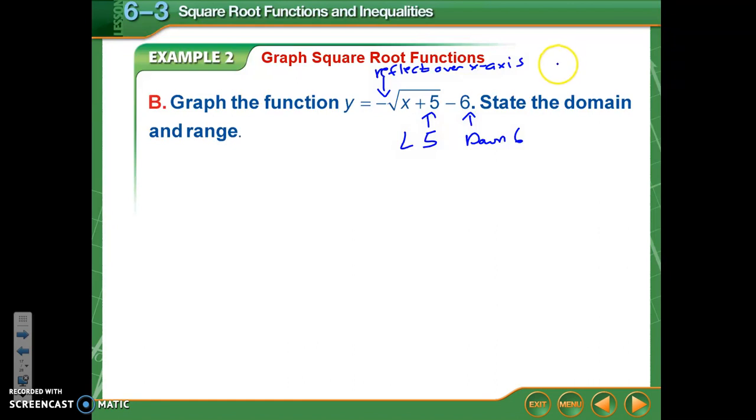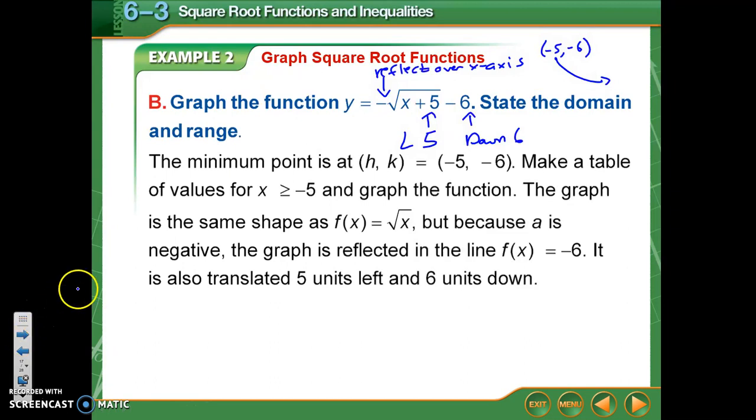Okay, so we already have an idea that my graph is going to look something like this, and that this point is going to be negative 5, negative 6, to the left 5 and down 6, which is what they tell us here. This is going to be my point where I start. I'm going to make my table of values starting at x is negative 5 and see what it looks like.